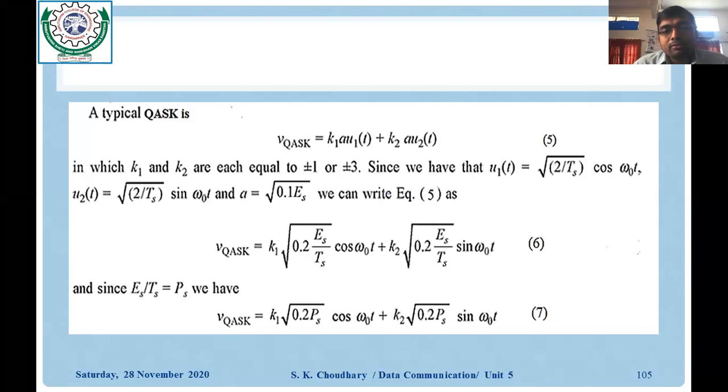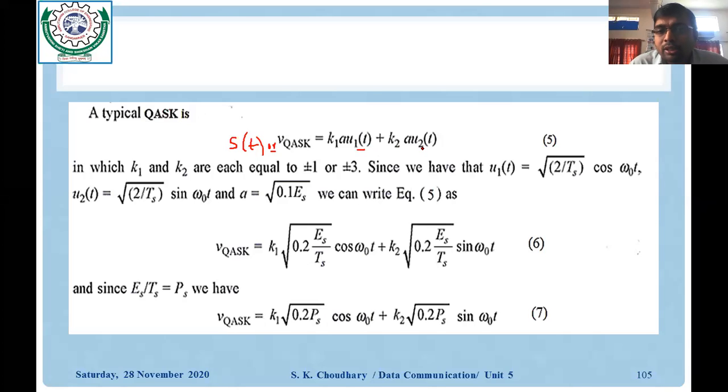So for that purpose, we first have to define the equation of the modulated signal, that is V_QASK, or you can represent it simply as s(t). Either of these you can use. Some books use one, and Simon Haykin uses s(t), and Taub & Schilling use V_QASK. So basically the equation is s(t) = K1 A u1(t) + K2 A u2(t).